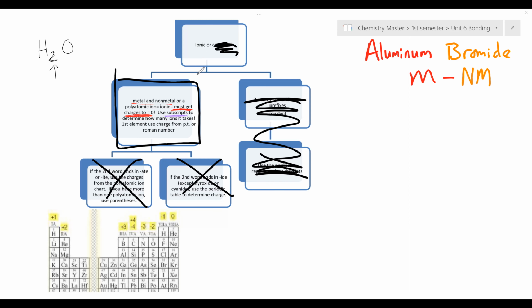This 2 is a subscript. It's a small number. It sits low, and that means that I have 2 of those hydrogens. That's all that's telling me. So the subscripts tell me how many I have, so that's what that means.